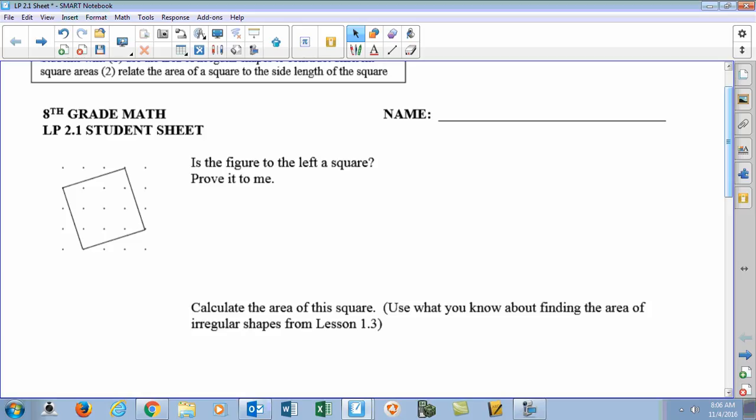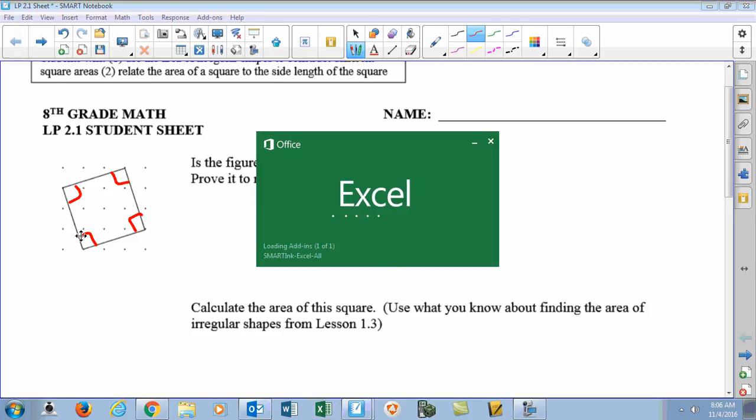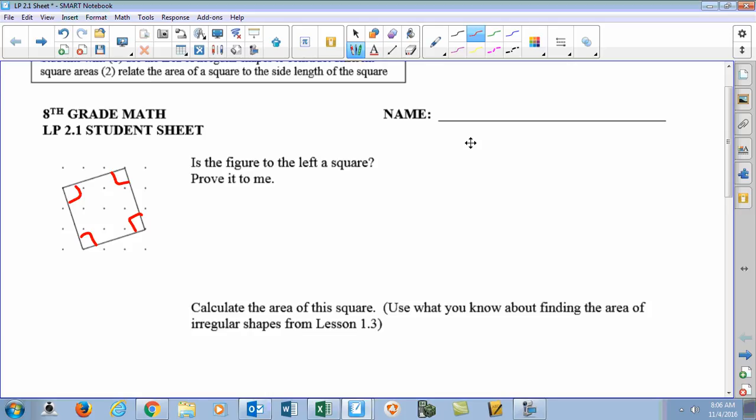We also found out how we were able to prove this was a square. Like, how do we prove the right angles of this thing? Who remembers from yesterday? How do we prove that this was a right angle? All four of these were right angles. No, that's not how we proved it. I need a little bit more information.